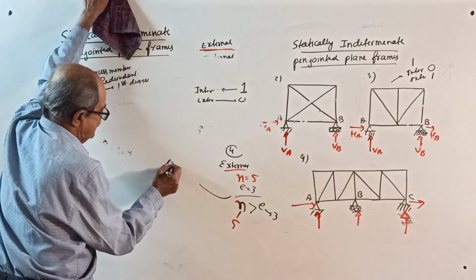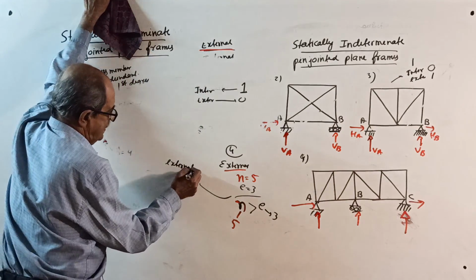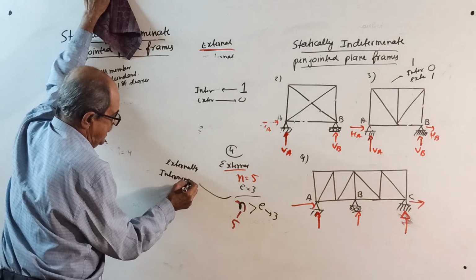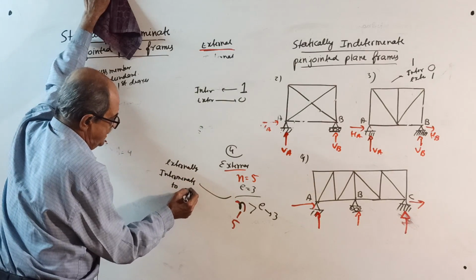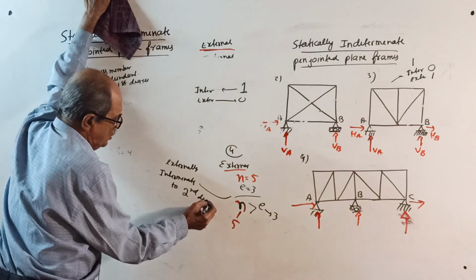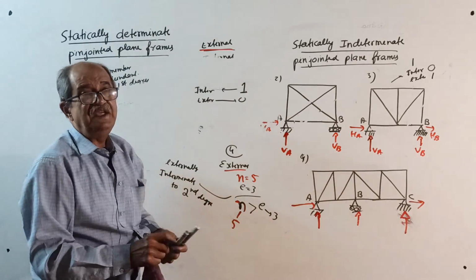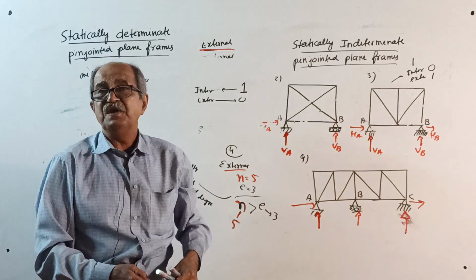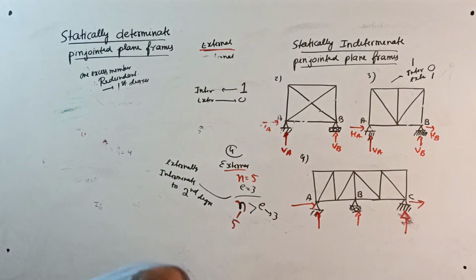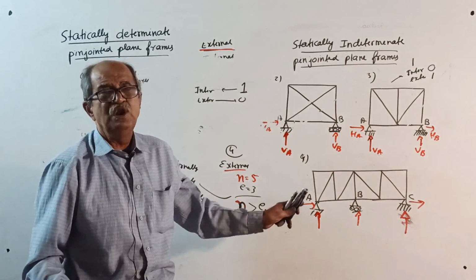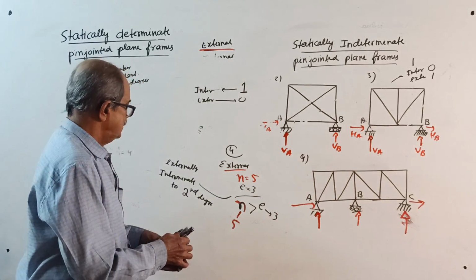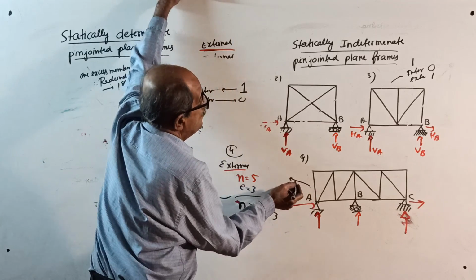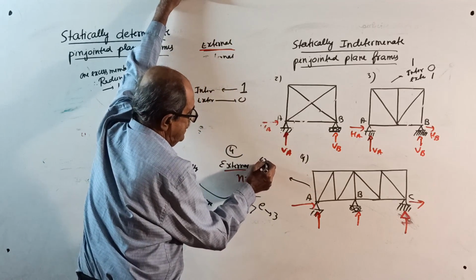Therefore, externally, I am not explaining much about indeterminate to second degree. I am not telling much because it is not required. This is not the way I teach. I will tell you the degree of indeterminacy later when the time comes. First of all, these are only for information. Remember, I told this fourth one is what? Externally 2.